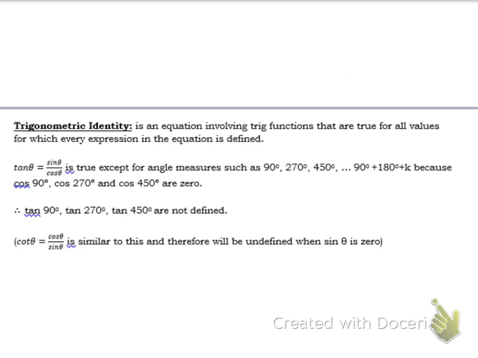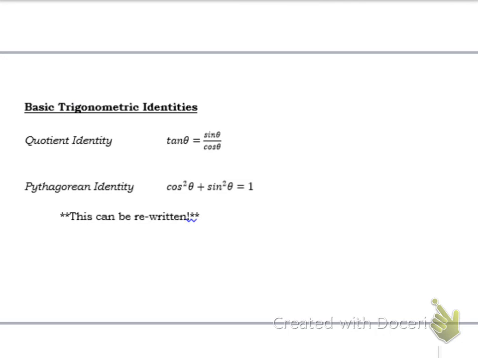It's an equation involving trig functions that is true for all values for which every expression in the equation is defined. Tangent equals sine theta over cosine theta is true except for the angle measures that are written, because cosine of 90, cosine of 270, and cosine of 450 are 0. Cotangent equals cosine of theta over sine theta is similar and will be undefined when sine theta is 0. So basically we have these identities here that we can use to rewrite certain trig functions, and they mean the same thing. Our first one is tangent of theta equals sine over cosine.